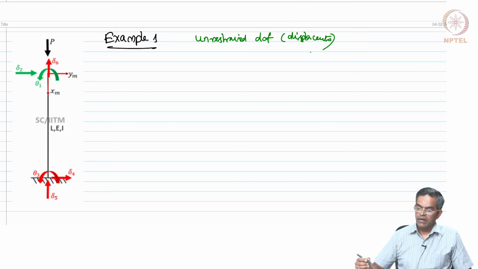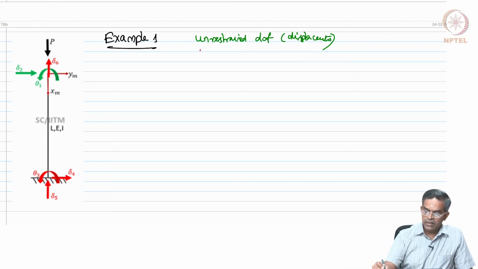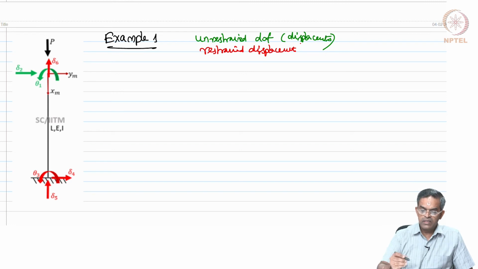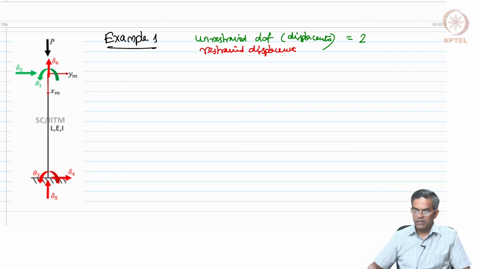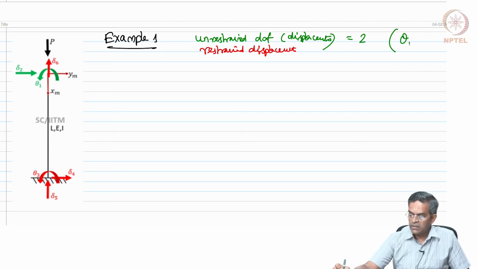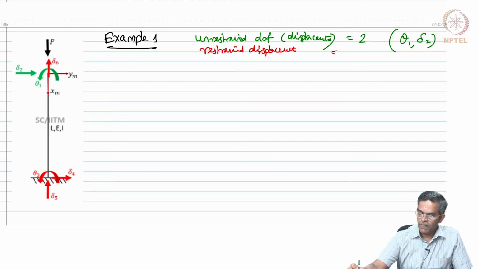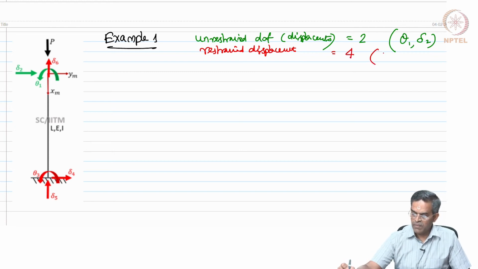Okay, they are marked in green color, and restrained displacements are marked in red color. So, now we can see very well here, this particular problem has got two unrestrained degrees of displacement, that is theta 1 and del 2, and this has got 4 restrained degrees, namely theta 3, del 4, phi 5 and 6.